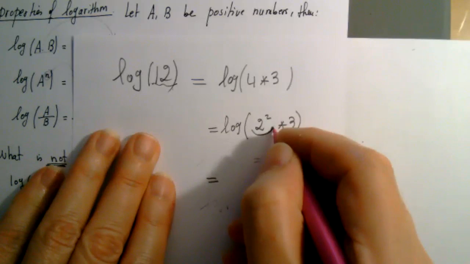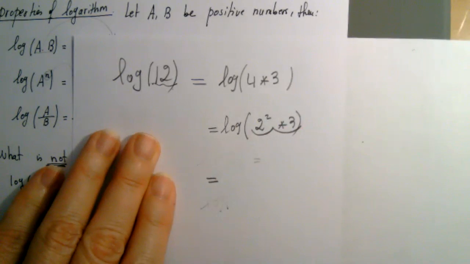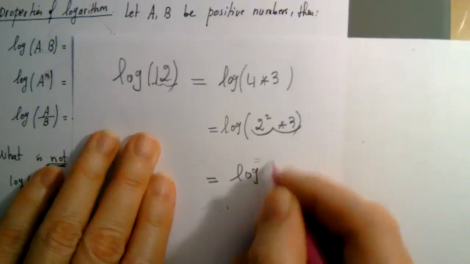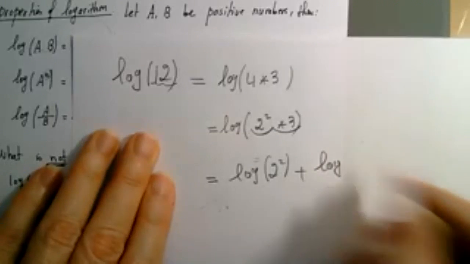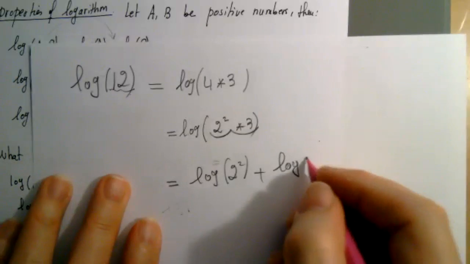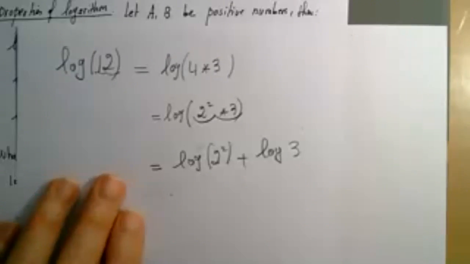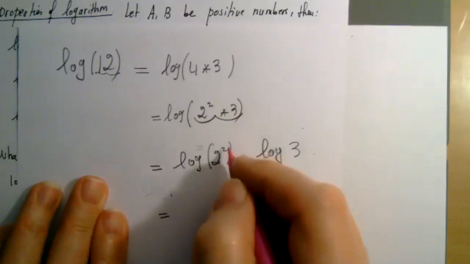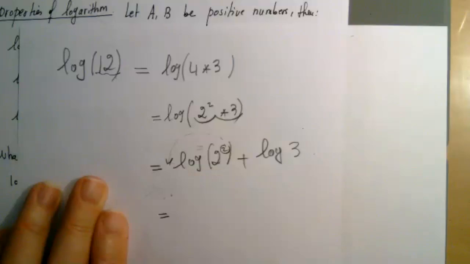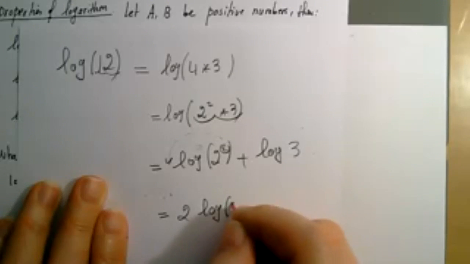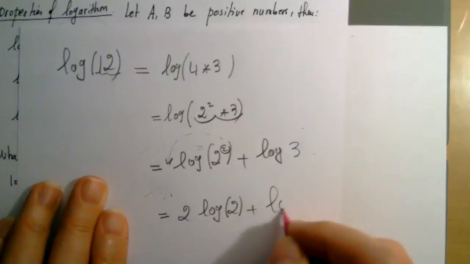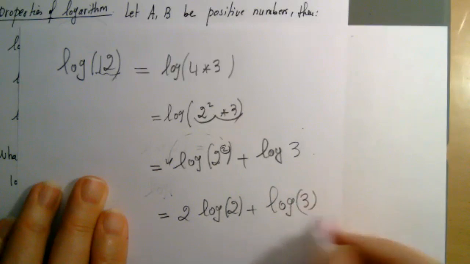Now, this is my A and this is my B. So now this is going to become the log of 4 plus the log of 3. Now, this is the power. I can bring this all the way down. So that becomes 2 times the log of 2 plus the log of 3.